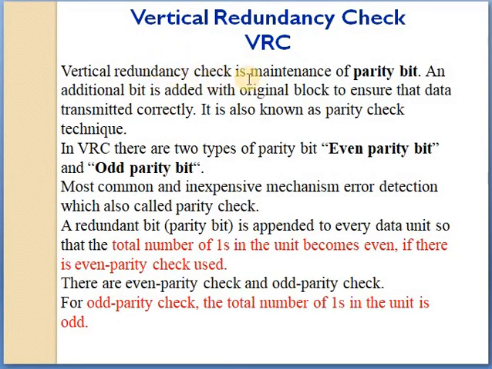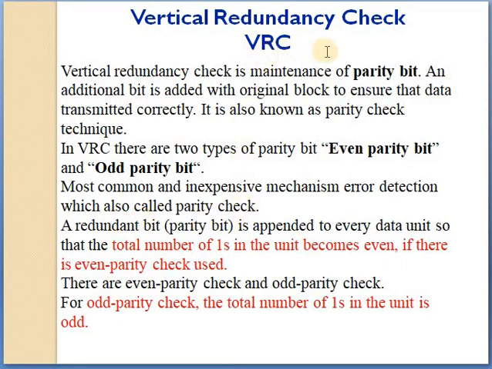The vertical redundancy check is maintained by a parity bit. An additional bit is added to the original block to ensure that the data is transmitted correctly; this is known as the parity check technique. There are mainly two types of parity check: first is the even parity bit, second is the odd parity bit. This is the most common and inexpensive mechanism of error detection.